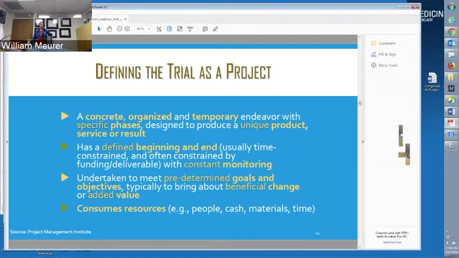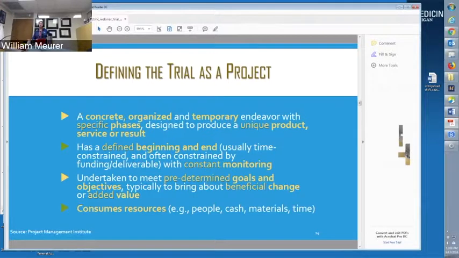Now, trials may end early, but there will be some bar by which they end. And again, trying to look at those predetermined goals and objectives, getting to the application phase, getting to the submission to the IRB or FDA phase, this is consuming resources. A lot of these resources might be you in the early phase, but thinking about how you budget your time and your personal bandwidth can help in terms of thinking of your trial as a project and thinking of yourself as a small business.